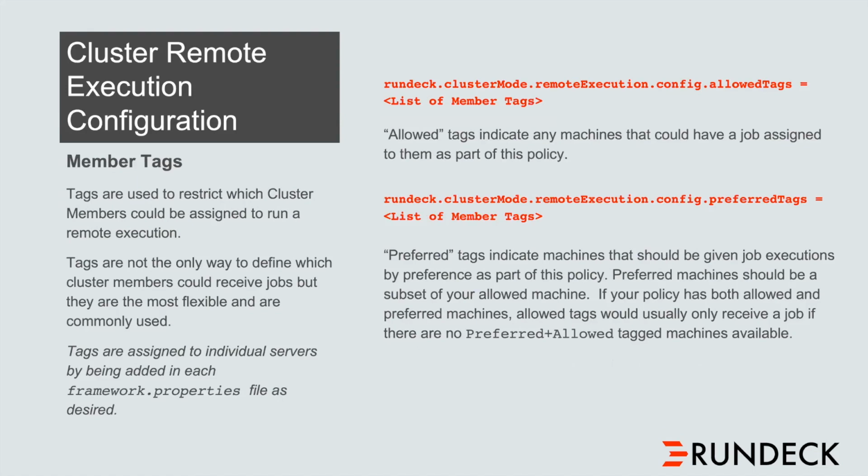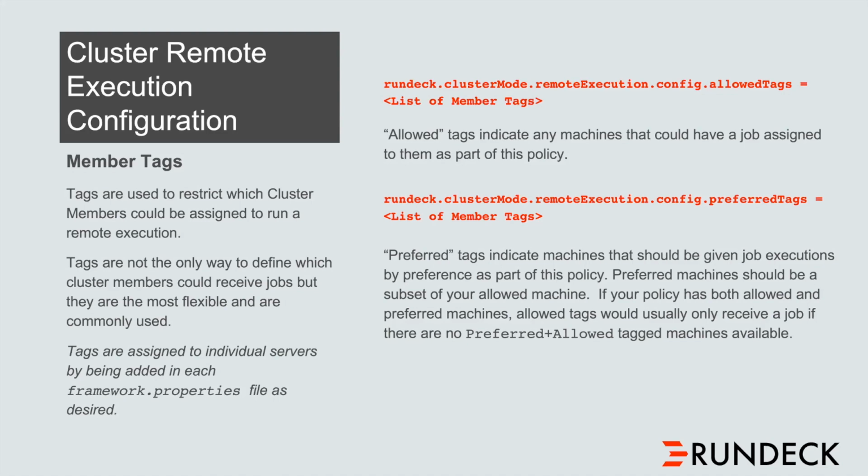So next is member tags. Tags are used to restrict which servers in a cluster could be given a specific execution, remote execution for this policy. Tags aren't the only way to define it, but tags are pretty flexible. We're all used to using flags and tags in various ways. And I think this option may be used more commonly than some of the static options we'll talk about in a minute. Tags are something you're also going to define on each server, and you're going to do that in the framework.properties file. So most of the settings we're looking at are in Rundeck config properties for all of this configuration stuff, but the tags are going to be in framework properties.